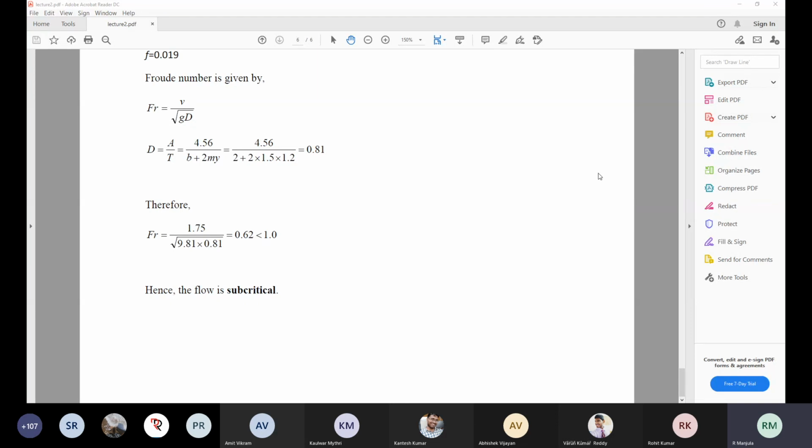Any clarifications? Any doubts? What is gamma? Gamma is the weight density of the material. Okay, ma'am.